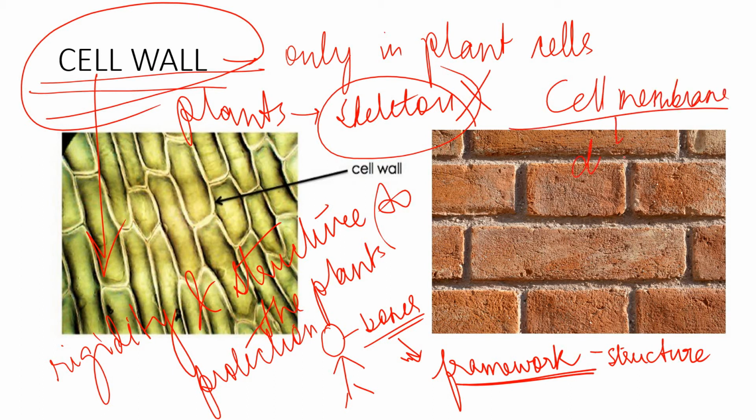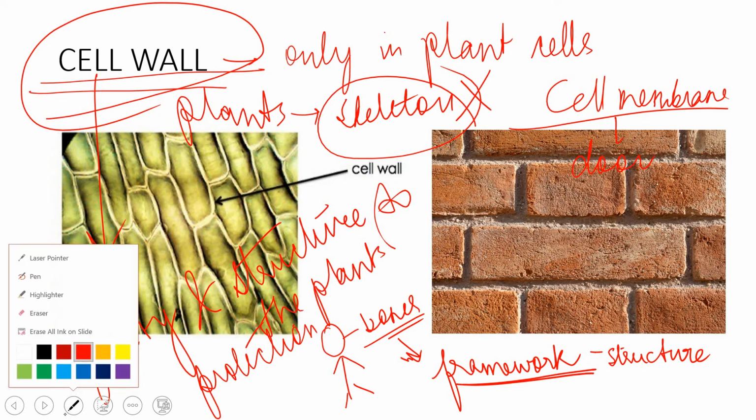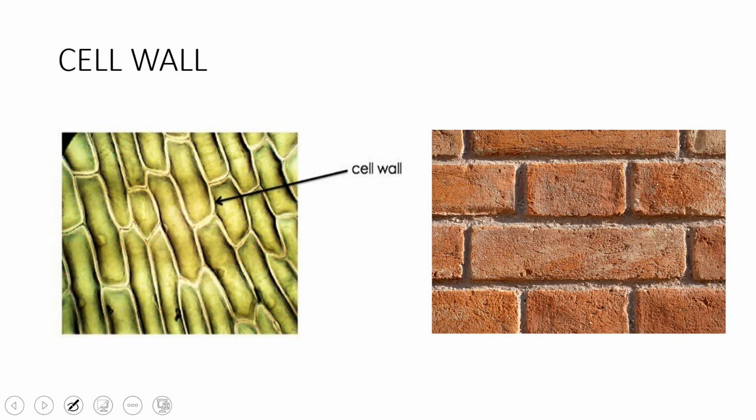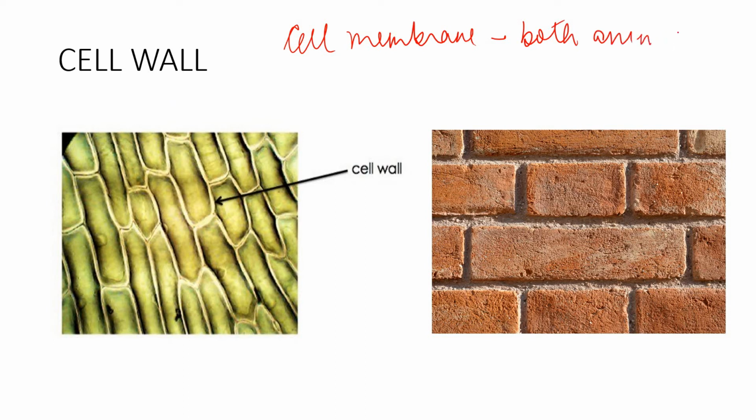Cell membrane, which is the door. Shall I change the ink, or shall I rub? Wait, I shall erase all the ink. Yeah. So what I was saying is that the cell membrane is in both the animal and plant cells. Why is it present in both? Because this cell membrane acts as a door, right? It acts as a door.